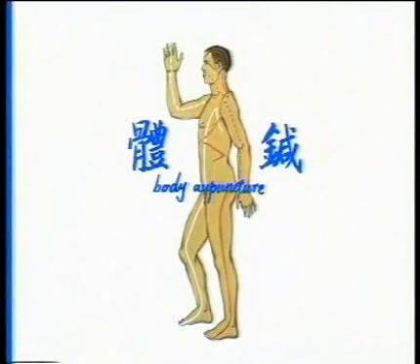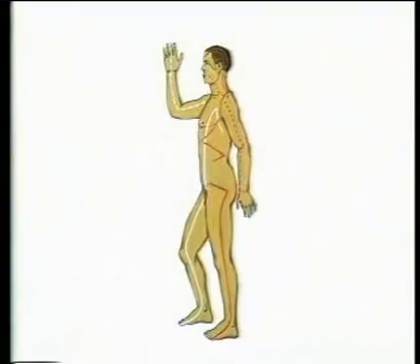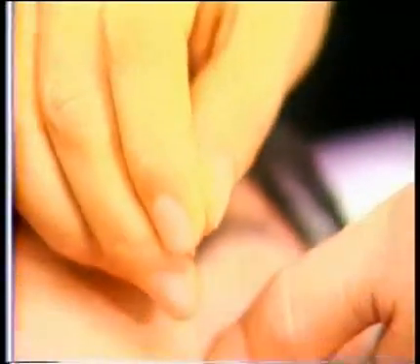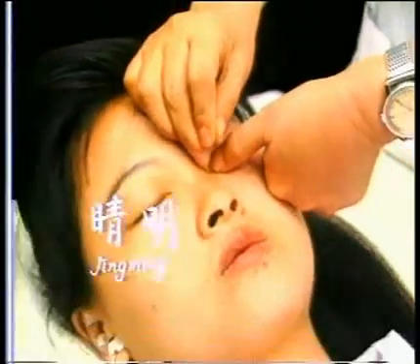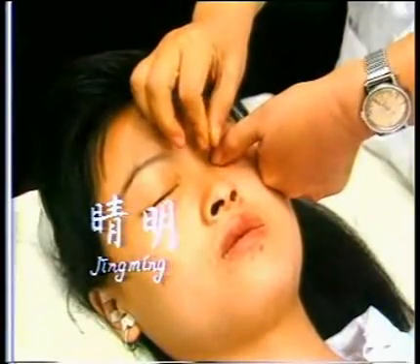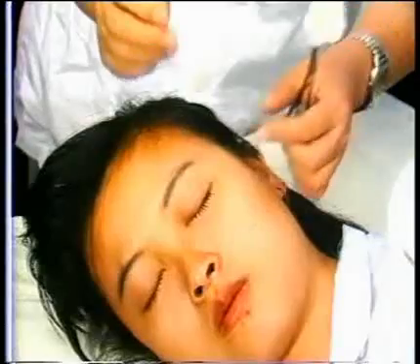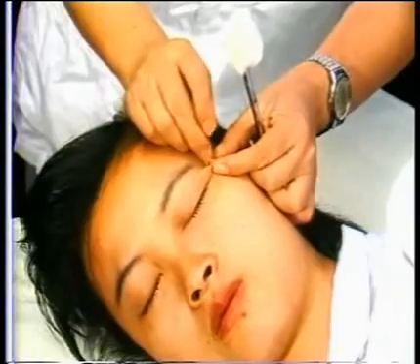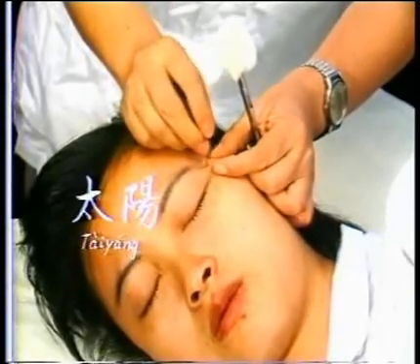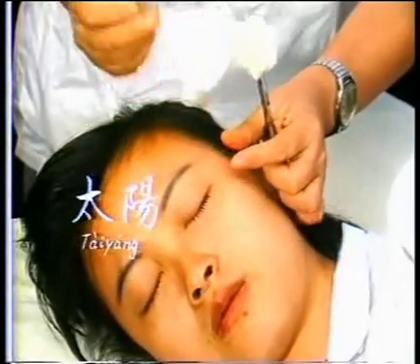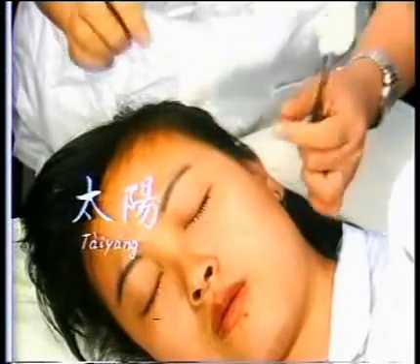Body acupuncture. Select Jinming, bladder 1, puncture 0.3 to 0.5 Cun perpendicularly. Select Taiyang, extra point, for bloodletting to dispel heat and relieve swelling.